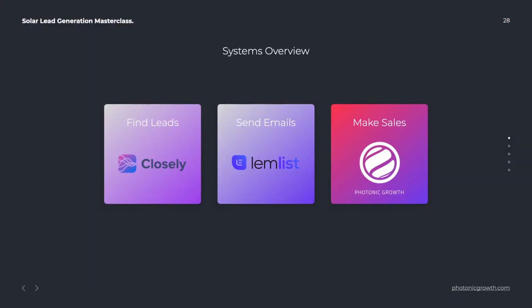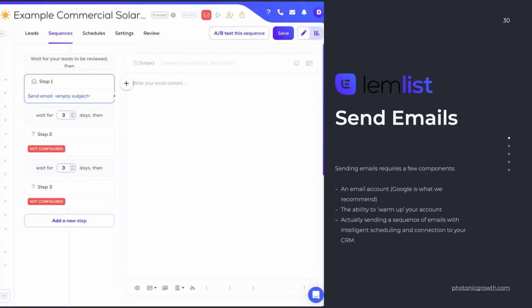One of the key tools we recommend for this is Lemlist, a powerful email automation software that allows you to send out personalized and targeted emails at scale. This software is easy to use, and it has a lot of features that can help you increase your response rates.